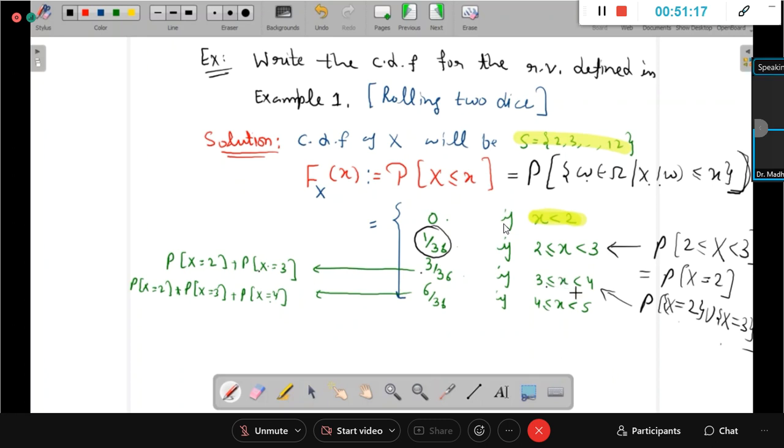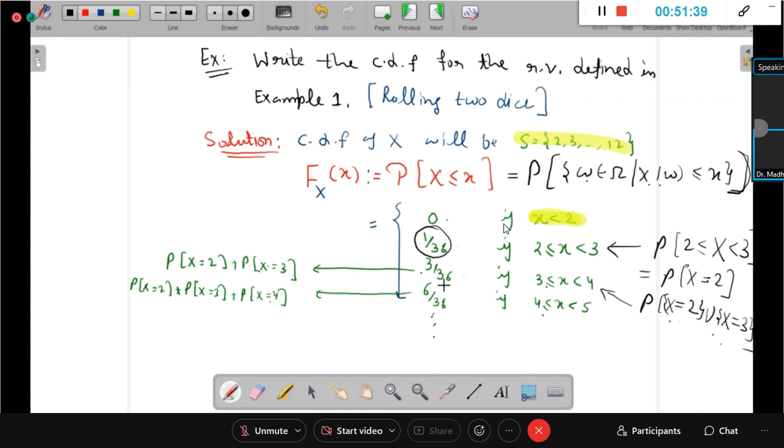Right? So this side is real value, X(w). Okay, so now similarly here you will have probability of x equals 2, x equals 3, and x equals 4, and so on. So that's going to be 6 by 36, and so on.